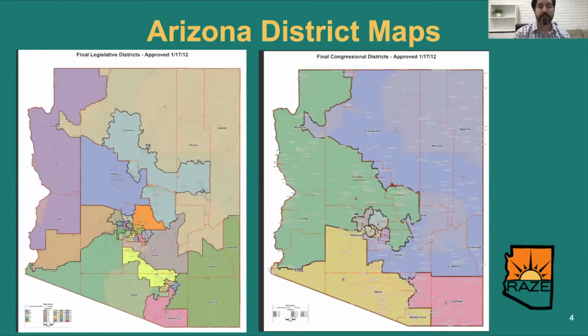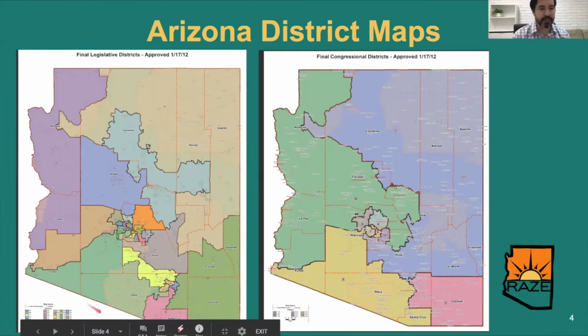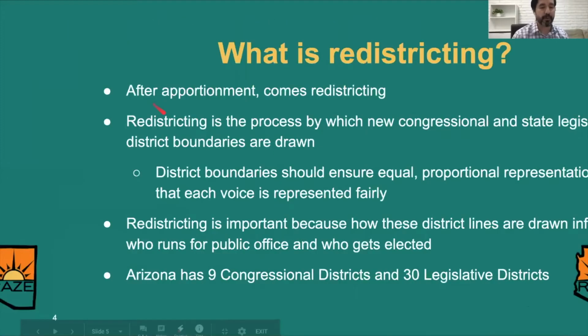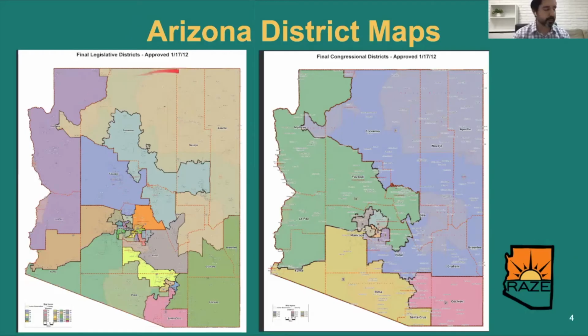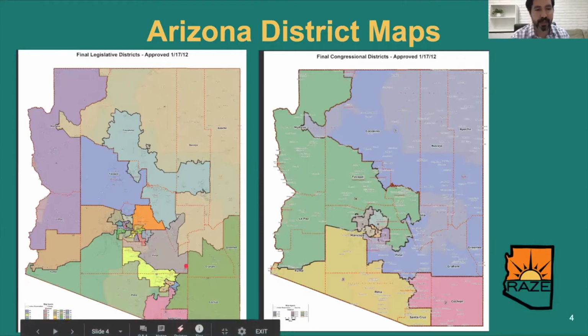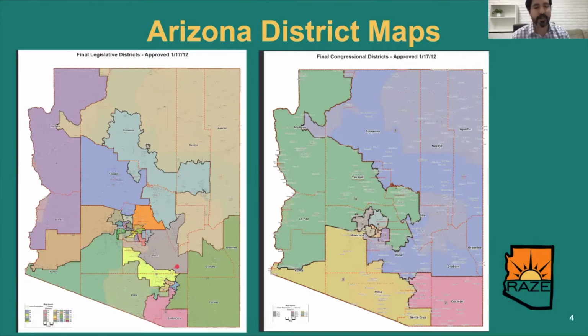Here are the current Arizona district maps that have been in effect since 2012. On the left side, we can see the legislative districts. We have a total of 30 here. Each district in Arizona has two representatives and a senator that represents that specific district. We can see that Pinal is down here, and we have LD8, the little brown area there. And then we also have a little bit of LD11, the yellow that runs through Pinal.